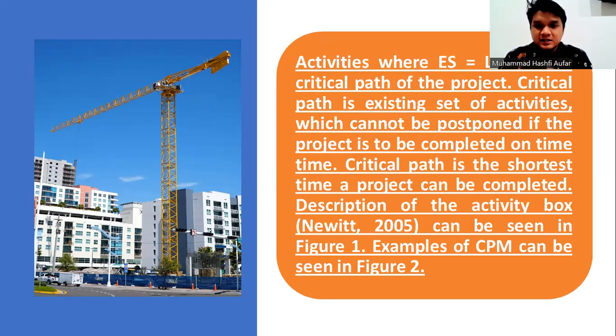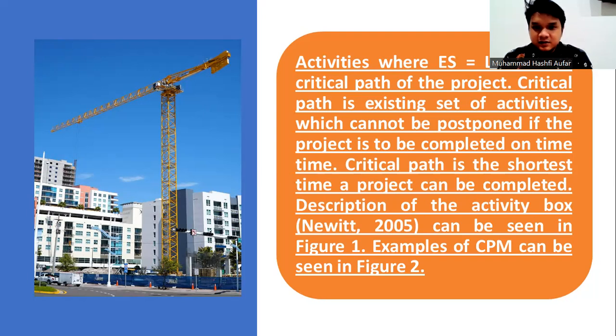Activities where ES equals LS and EF equals LF are the critical path of the project. The critical path is the set of activities which cannot be postponed if the project is to be completed on time. The critical path is the shortest time in which the project can be completed.